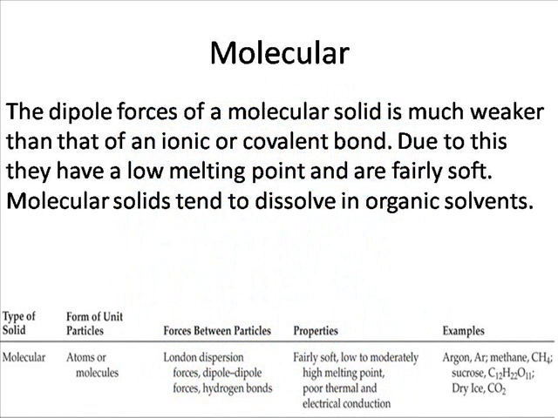Lastly, we have the molecular solids. Molecular solids consist of atoms or molecules held together by intermolecular forces. But because these forces are very weak, the properties can vary from low to moderately high melting point and generally are fairly soft. Some examples of molecular solids are argon, methane, sucrose, and dry ice.